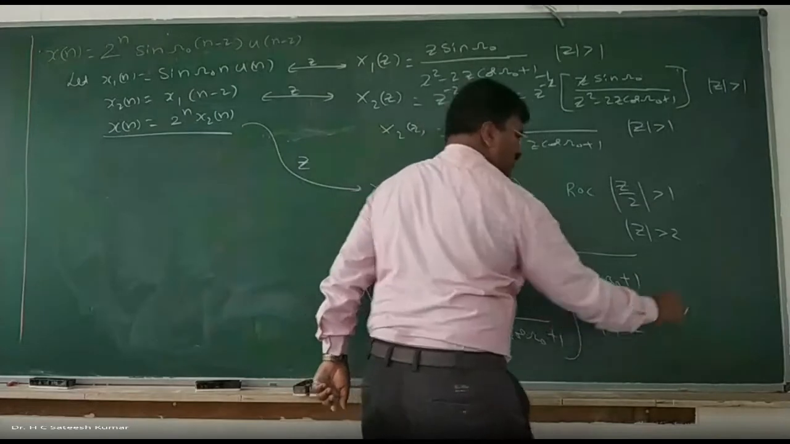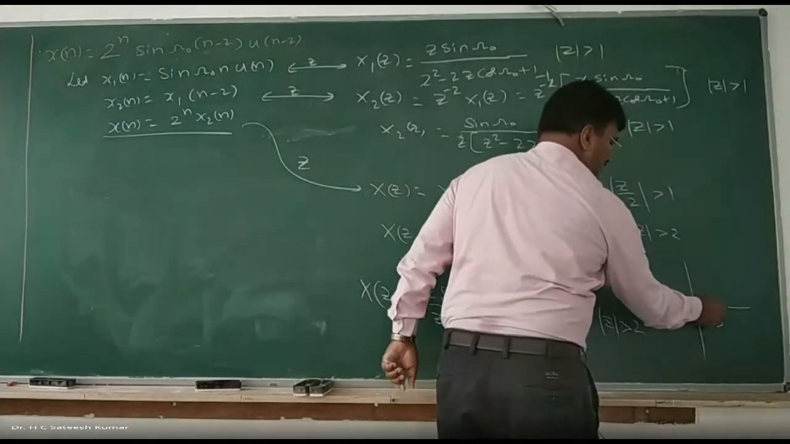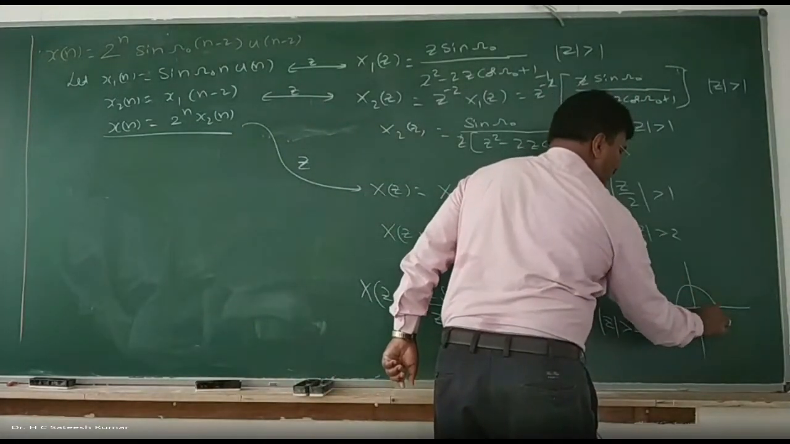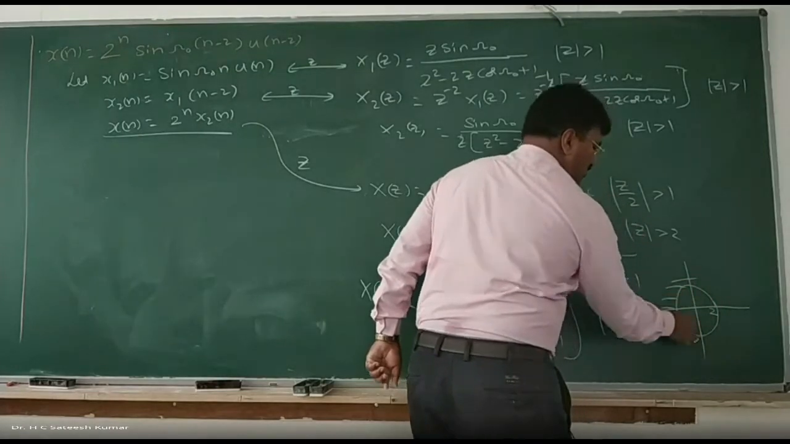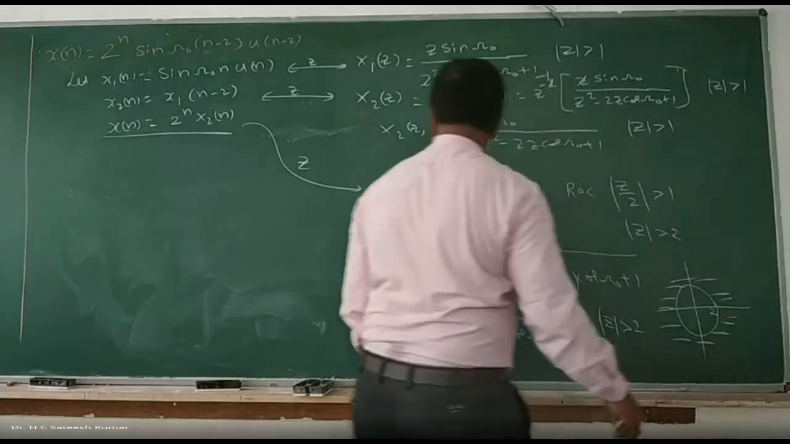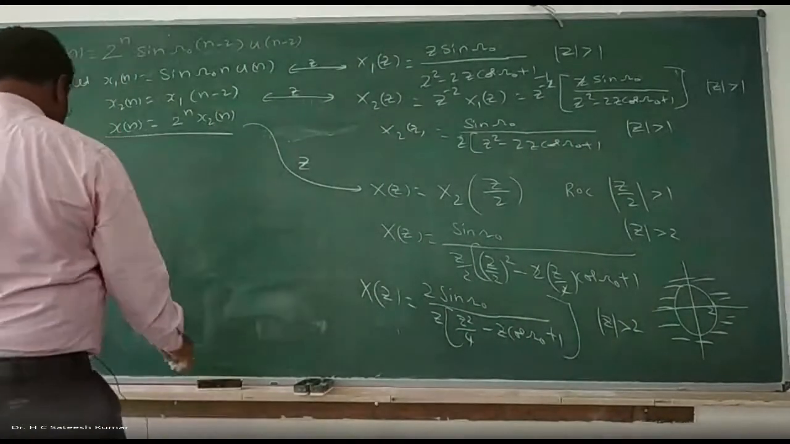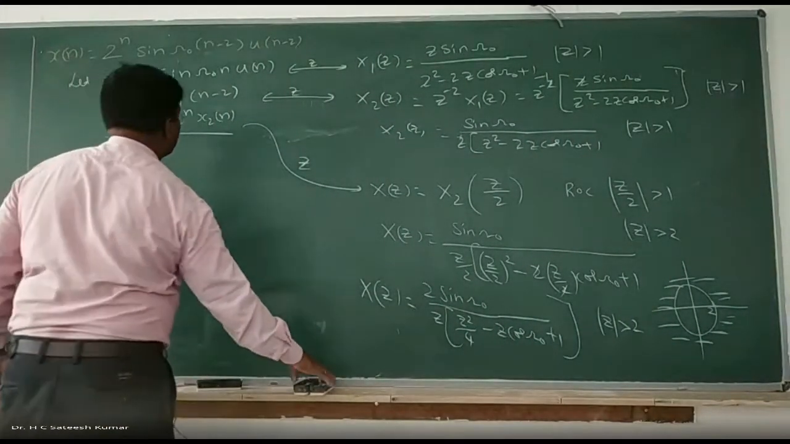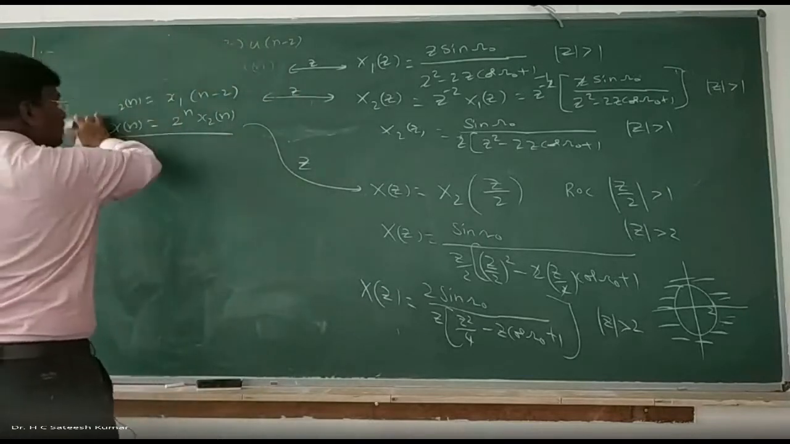That is nothing but what? Outside 2. Sketch the ROC. If you mark this one as 2, outside is the ROC, mod z greater than 2. That's how we should do it, right? So this is the way we should do the problem. This was the question in one of the VTU papers. Let us go for one more problem.